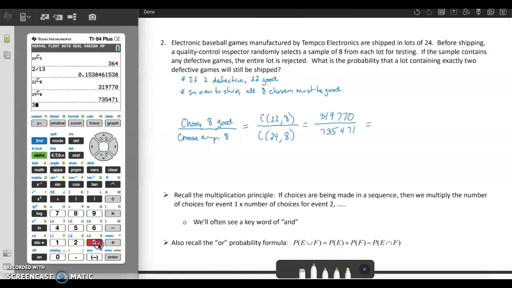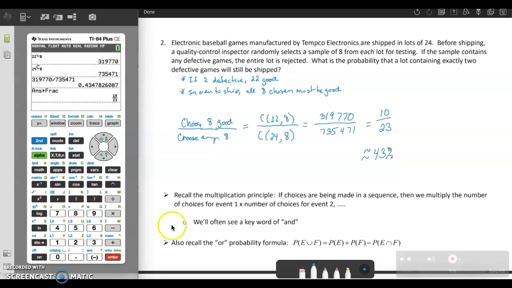And in order to calculate that out, we need to divide that out. So let's see, 319,770 divided by 735,471. It looks like there's about a 43% chance of this happening. I'm going to skip down to the approximation, about 43%. And to see if that will reduce as a fraction, I'm going to go to my math, enter fraction. It does look like I could reduce that to 10 over 23, depending on how they want that. So there's a 43% chance that you're going to ship this box that has 2 defective games in it by randomly choosing 8 good games and not realizing that there are any bad ones in there.